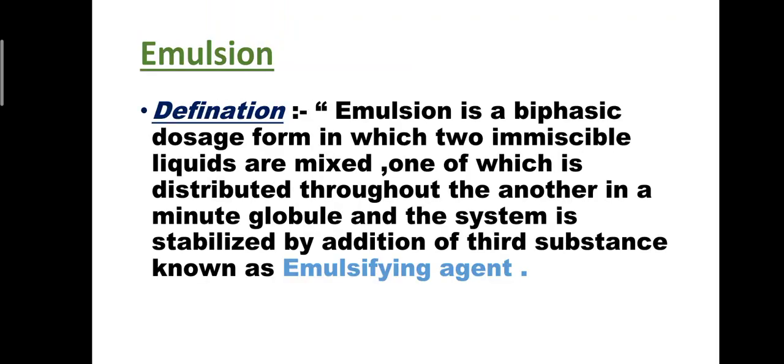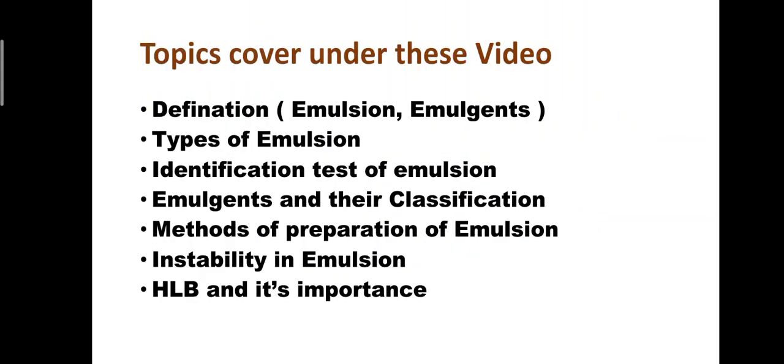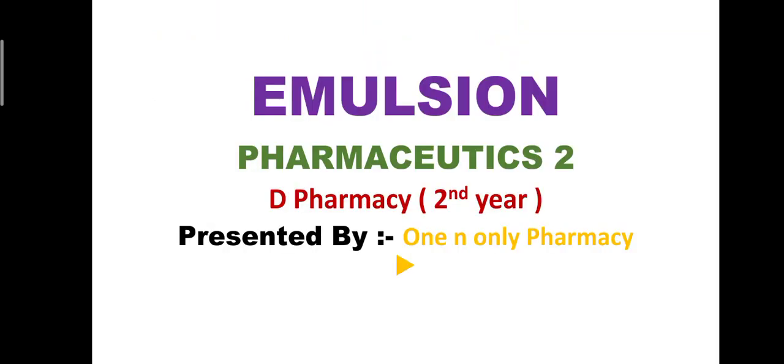Definition of emulsion. Emulsion is a biphasic dosage form in which two immiscible liquids are mixed, one of which is distributed throughout the other in minute globules, and the system is stabilized by addition of a third substance known as the emulsifying agent. So friends, in today's video we study the following topics: definition, types of emulsion, identification tests of emulsions and their classification, methods of preparation of emulsion, instability in emulsion, HLB and its importance.